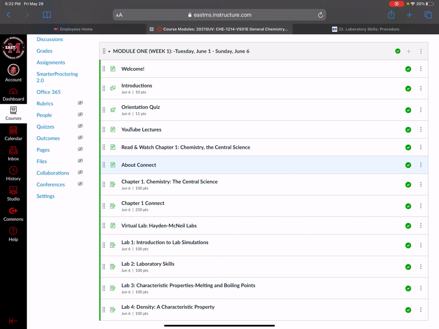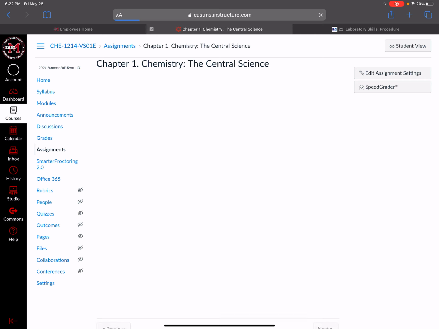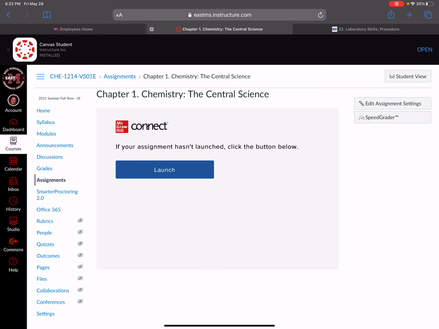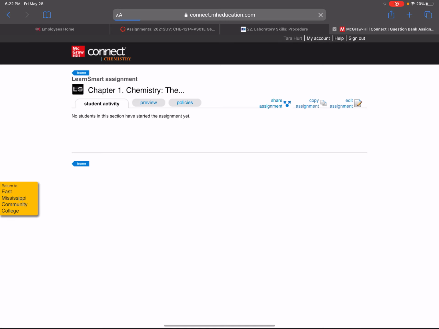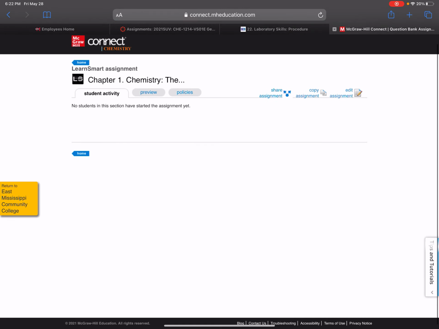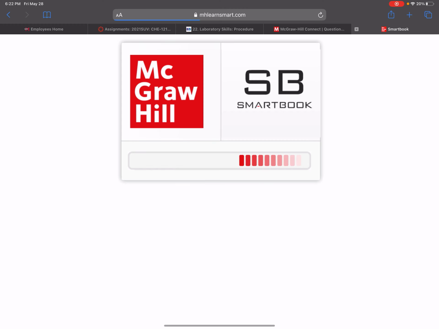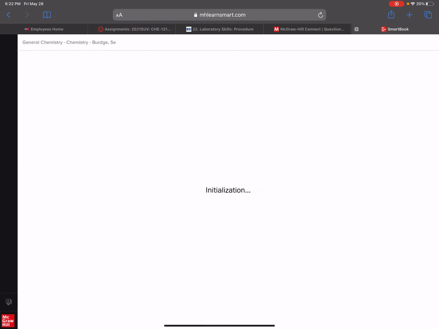This little page here will tell you about Connect. There's different types of Connect assignments. And these next two entries are the Connect assignments. And that's where your book is. And so I'm going to click on this first one, Chapter 1, Chemistry, the Central Science. This is one type of assignment that you'll have to do the first week. I'm going to go to the preview page. Okay, and you're going to see the book.